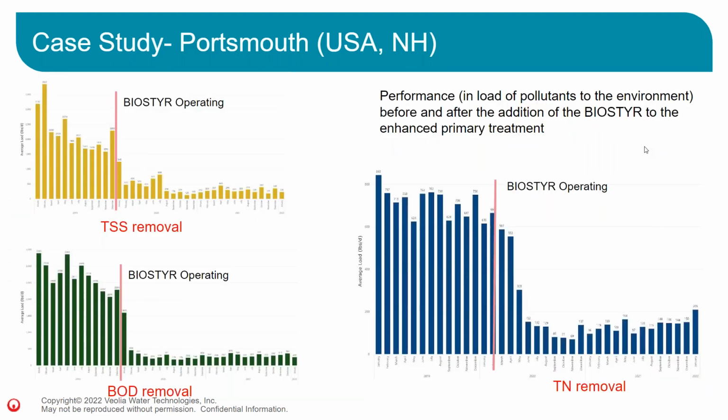Here are a couple of results from the plant. So what you can see is TSS removal, BOD removal, and total nitrogen removal. This is the load going to the environment. What you can see is when the plant with the Biostyr went online, there was a drastic drop of the TSS and BOD. Total nitrogen followed shortly after, just the time the nitrification and denitrification bacteria started to be working in the process, since you need to acclimate your bacteria. So you can see very good performances since the startup of the plant, actually.